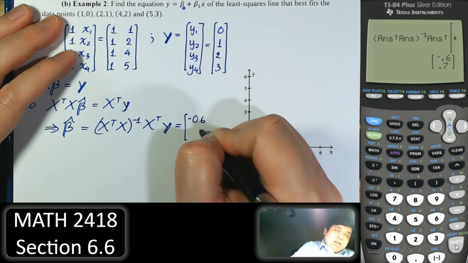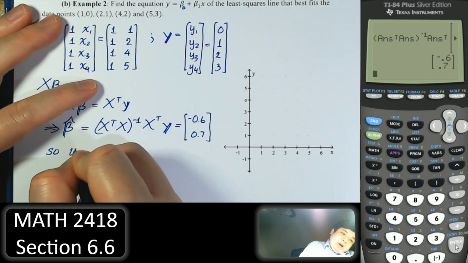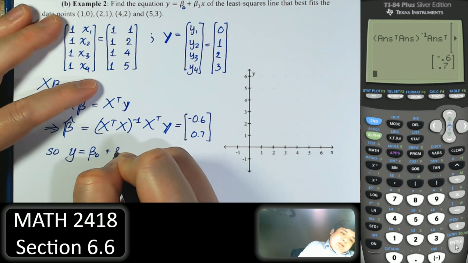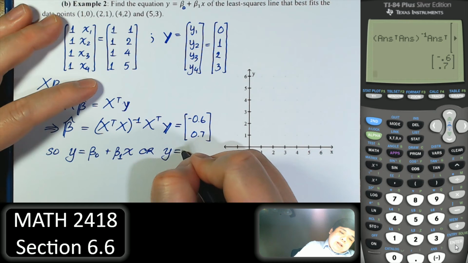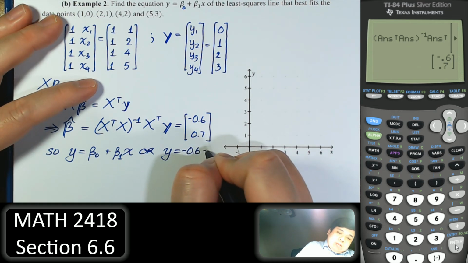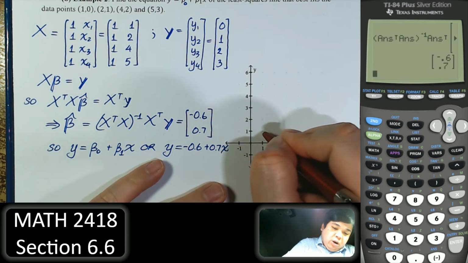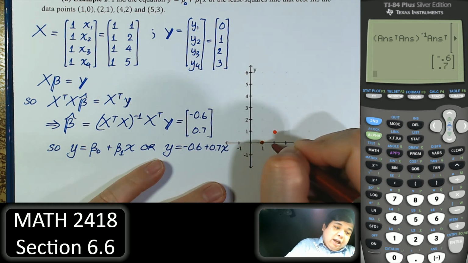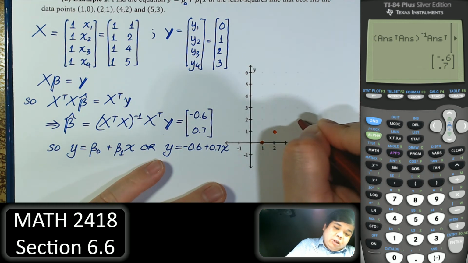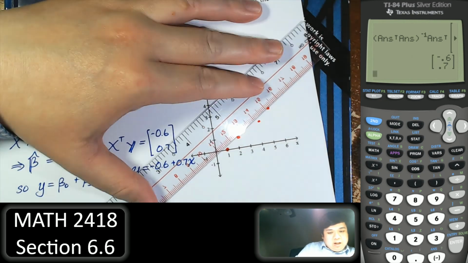Negative 0.6, 0.7. So the equation is y equal to beta naught plus beta 1 x, or we write y equal to negative 0.6 plus 0.7 times x. Right. Let's just plot the points: x equal to 1, y equal to 0; x equal to 2, y equal to 1; x equal to 4, y equal to 2; and x equal to 5, y equal to 3. Okay, best fit line.